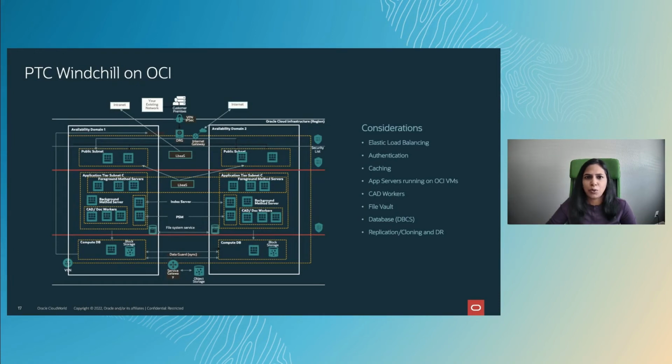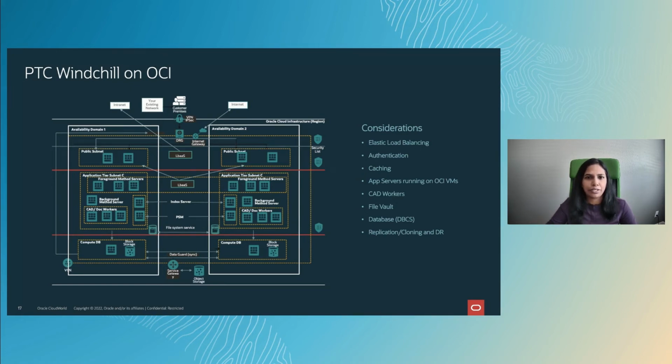PTC Windchill on OCI. So this is an architecture diagram of PTC Windchill on OCI. Here we have the PTC Windchill instance deployed in one region across two availability domains for high availability. Starting from the top and going all the way down, the entry point to OCI is the load balancer, which redirects traffic to the different method servers.